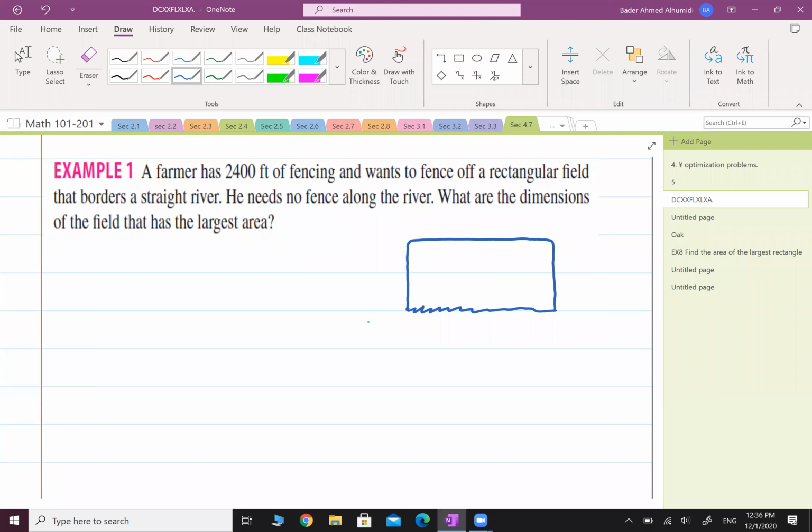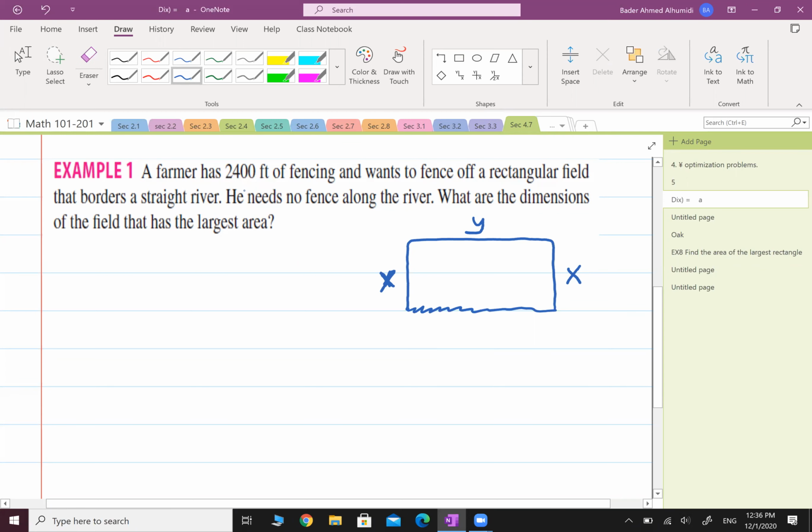Let's start this process. For example, I can call this side x. So of course this will also be x, because it is a rectangular shape. He is only allowed to take land in the shape of a rectangle. And maybe we can call this one y. Now, who can link these three things with 2400?